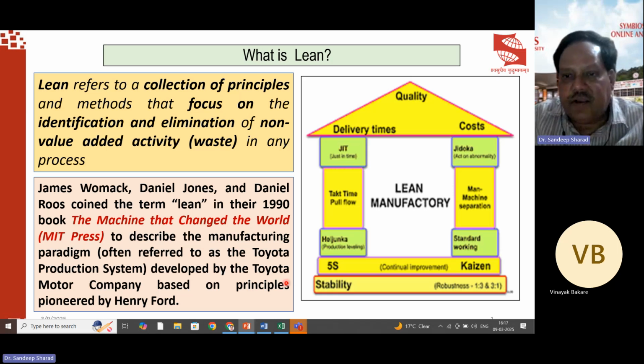We'll just talk about the building of lean. Basically, the foundation is based on 5S and Kaizen, which has the pillars of takt time and the man-machine arrangement and supervision, which also has the small pillars of JIT and Jidoka, on which the roof of quality, delivery time and cost rests. These are the three major pillars of the roof. So this is basically the house of lean, which we're going to discuss in detail.